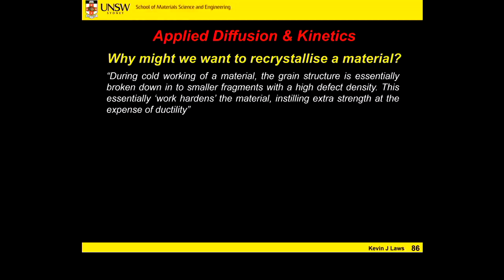So, our example here, during cold working of material, the grain structure is essentially broken down into smaller fragments with a high defect density. Smaller grains, a lot of defects. And that's essentially what work hardening is, putting defects into our material. It actually gets stronger, because it's difficult for dislocations to get around those defects and themselves. So this work hardens the material, instilling extra strength at the expense of ductility, which is what we've got in our diagram there.